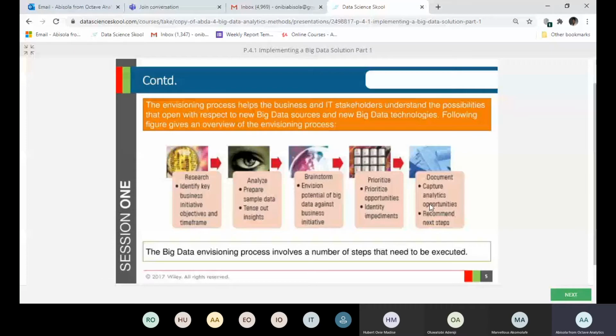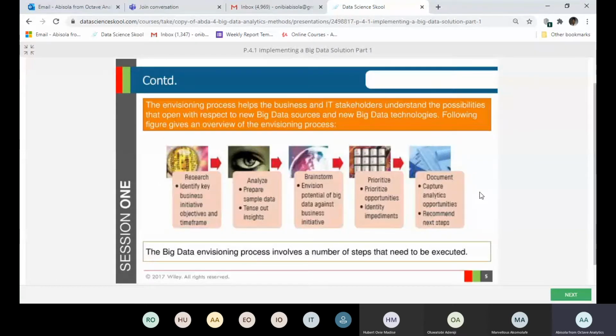So you're trying to identify those things. So that is in the prioritize phase. And then we have the last phase, which is the document phase. So the documenting phase is you are capturing analytics opportunities. So all of the things that you've thought about, that you brainstormed on, you are writing them down. You are putting them into writing so that you can refer back to them later.